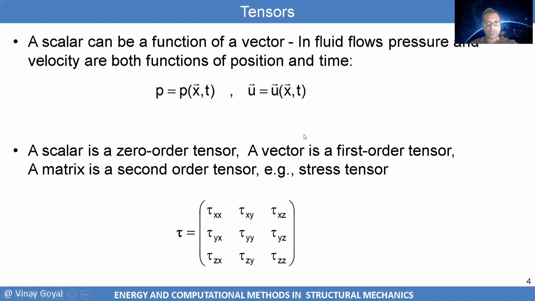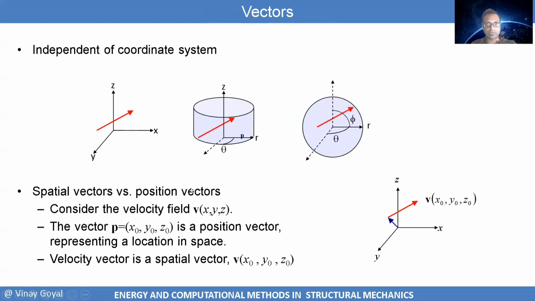You could also have spatial vectors versus position vectors. So say you have a velocity field v. This velocity field v is a spatial vector. The vector that goes from the origin to where this vector starts, we call this a position vector.